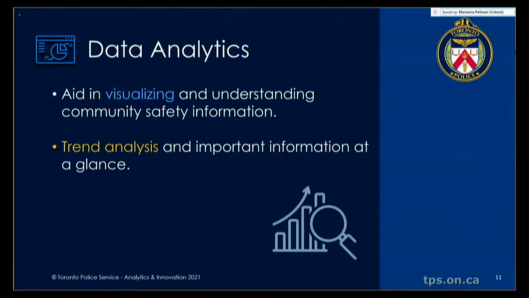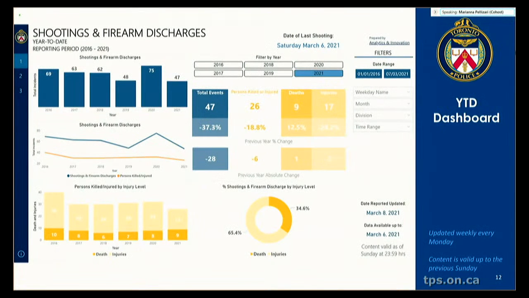The Toronto Police Service provides open analytics to aid in visualizing and understanding community safety information. These interactive visualizations provide trend analysis and important information at a glance. Shooting-related events are reported in three reports, including year-to-date, year-end, and historical reports. A brief overview of the dashboards available. We have first, the year-to-date dashboard, which is updated every Monday with data from January 1st of the current year up to the previous day, which would be Sunday. This report displays data for the last 6 years.